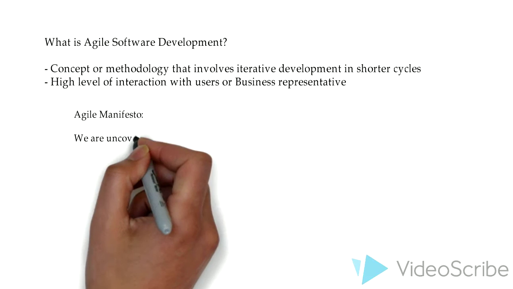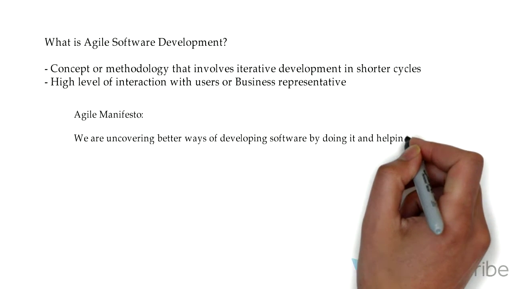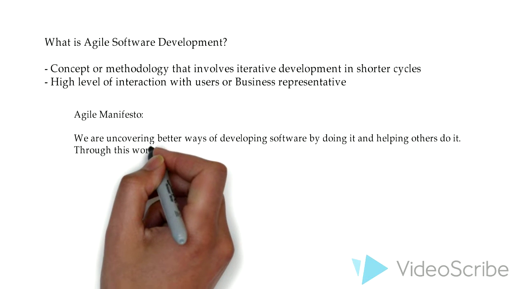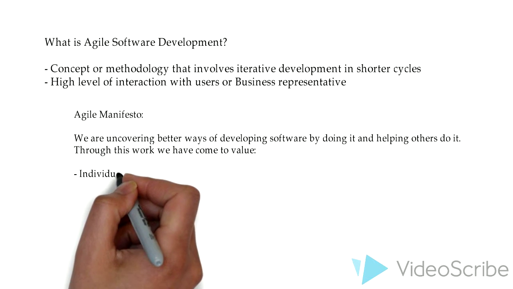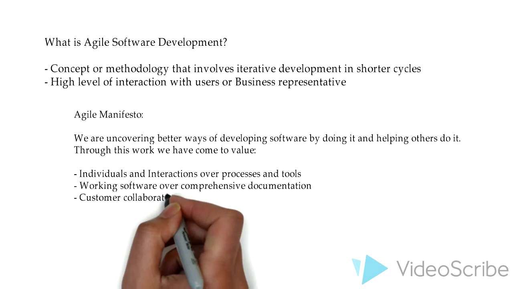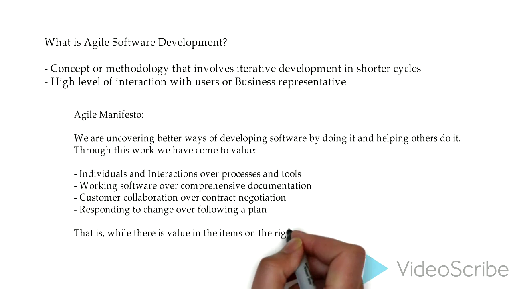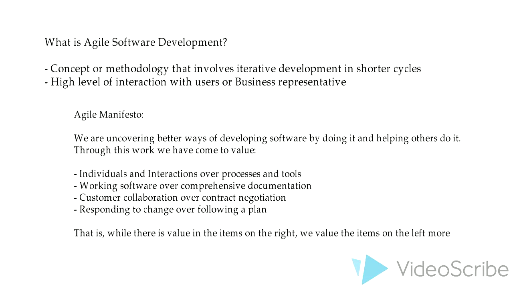Agile development is based on a concept known as the Agile Manifesto, which is shown here. We are uncovering better ways of developing software by doing it and helping others do it. Through this work, we have come to value individuals and interactions over process and tools, working software over comprehensive documentation, customer collaboration over contract negotiation, responding to change over following a plan. That is, while there is value in the items on the right, we value the items on the left more.